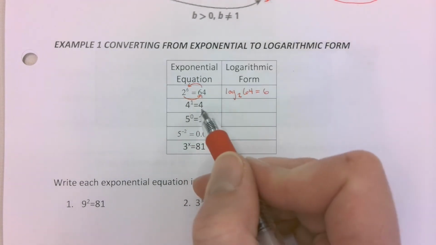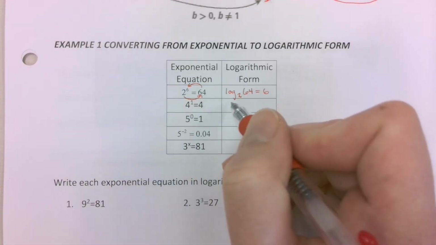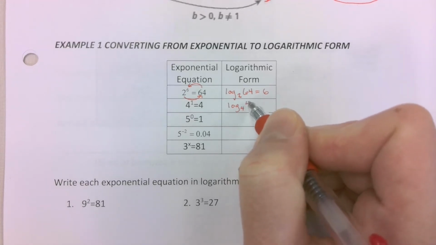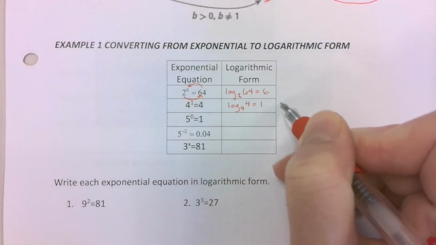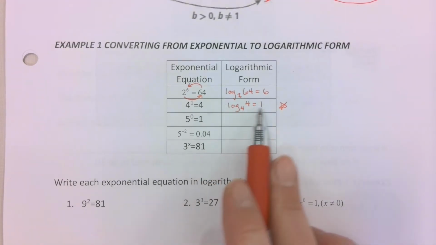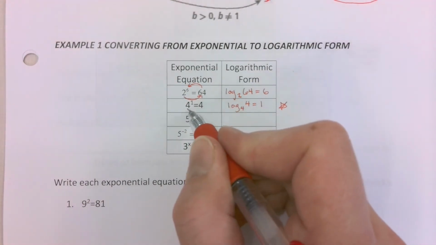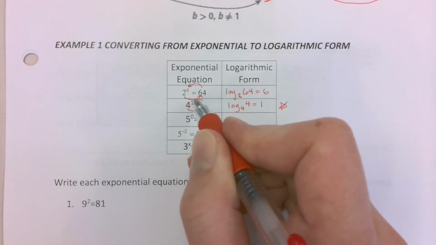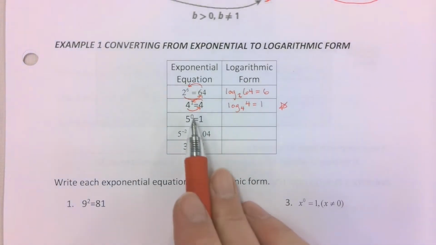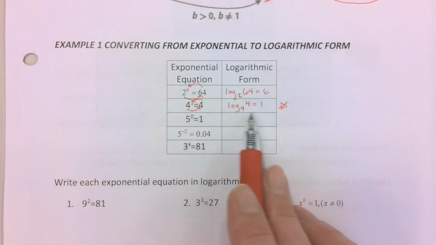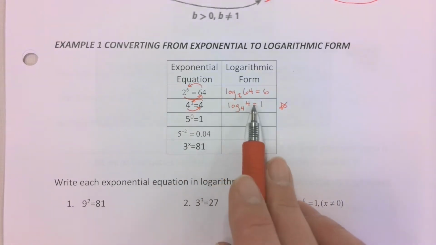All right, 4 to the first is 4. That's true. So if we write this, it'd be log base 4 of 4 equals 1. I'm going to put a star beside this because this is one of our properties that we're going to learn. Now, this makes sense to me. I know it's a true statement. Putting it in log form doesn't really help me unless I know my properties.